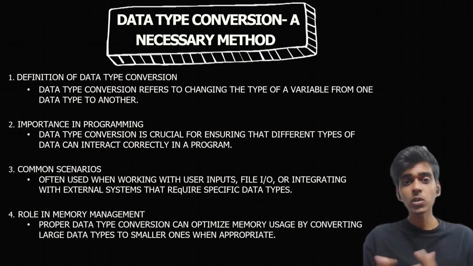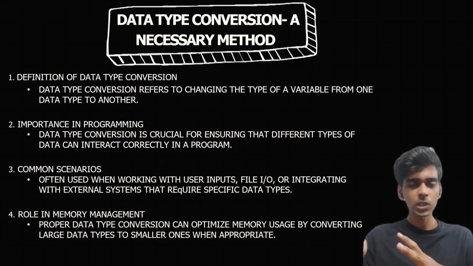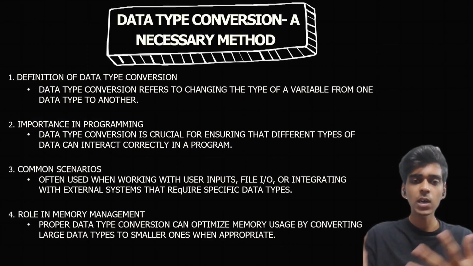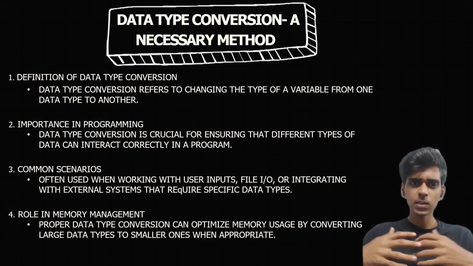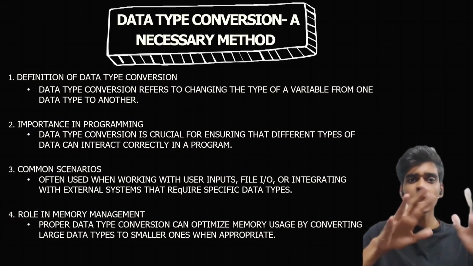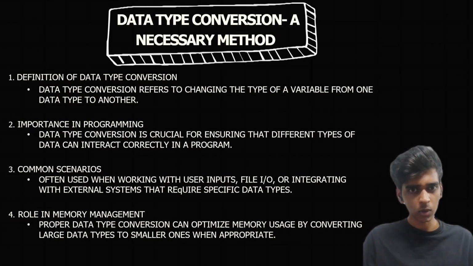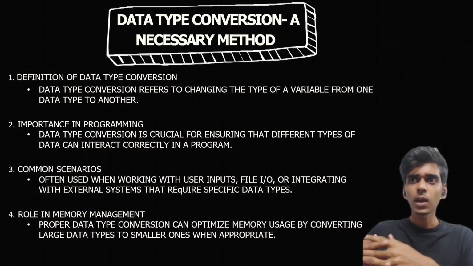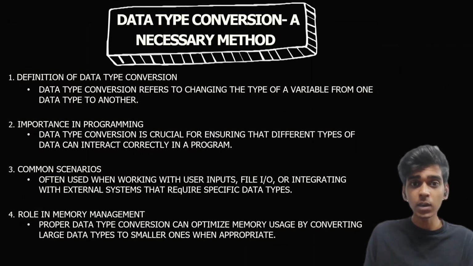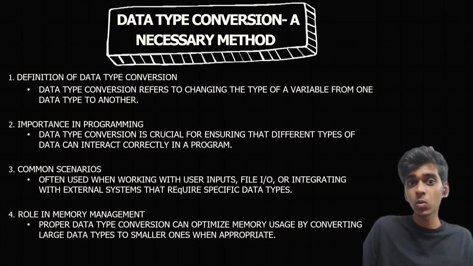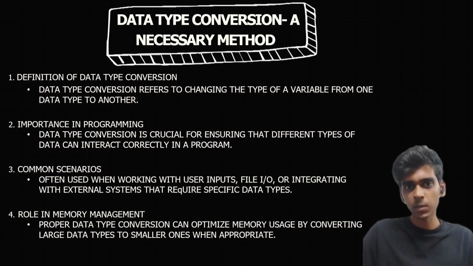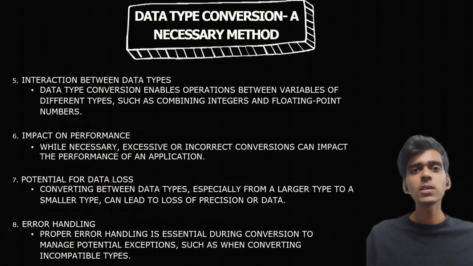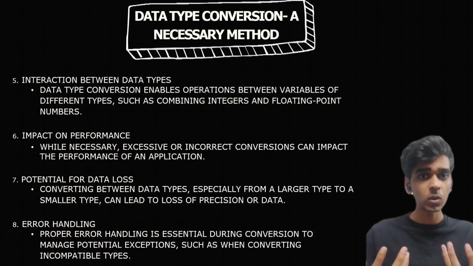So data type conversion refers to the changing of the type of variable from one data type to another. It is done so as to ensure that different types of data can interact within a program. And normally it is done when dealing with user input or file input programs. And it also helps in memory management, as sometimes it can convert larger data types to smaller data types. Whenever using these conversions, we can operate on different types of data, for example, an integer and a float.